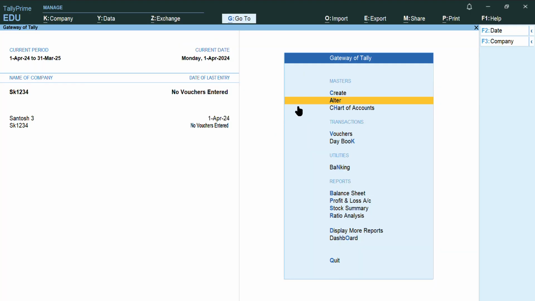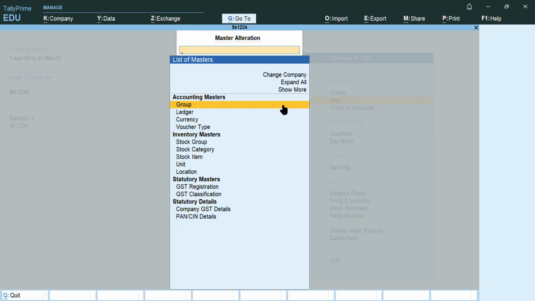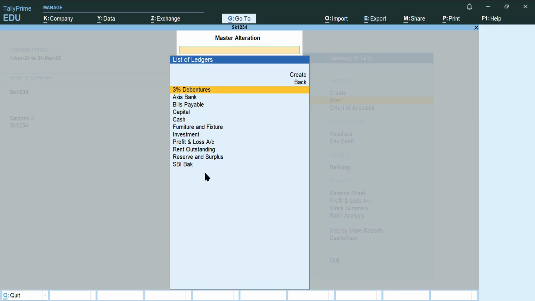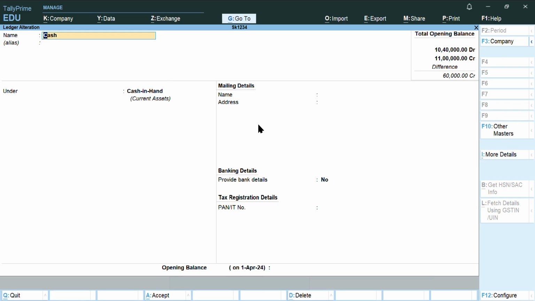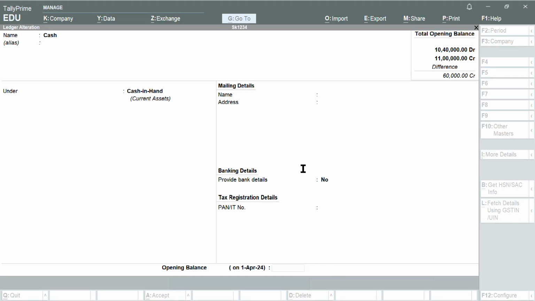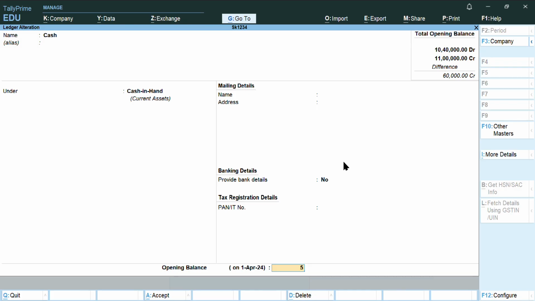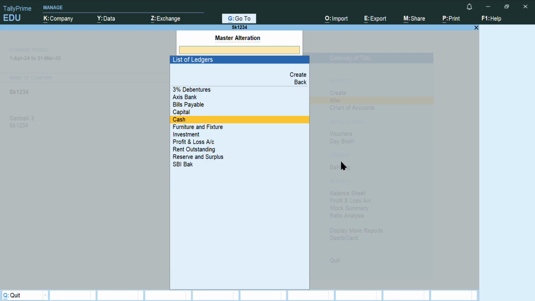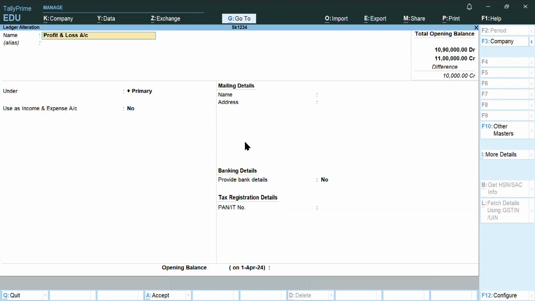For that purpose, again see, we are on the gateway of Tally, Masters, Alter. So in the alter, in the ledgers, it shows all the ledger accounts available. So you have here cash account. Now no change here except for the amount. So we'll have to see what was the cash amount. Cash in hand is 50,000 and P&L is 1 lakh. So 50,000 is recorded as a debit balance. That's right. Okay, next is P&L.